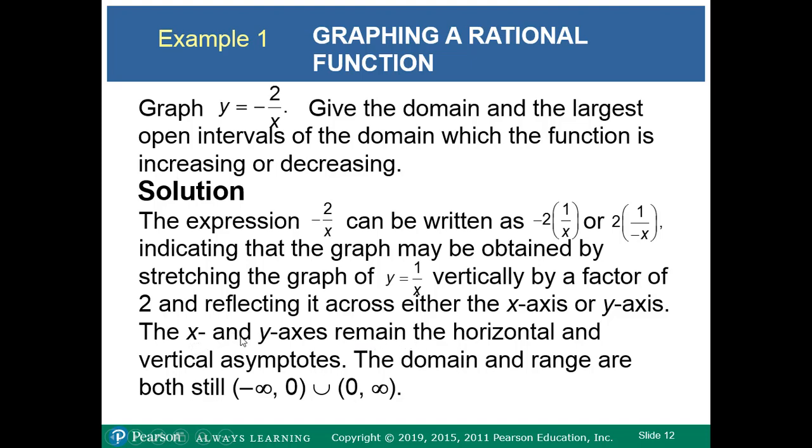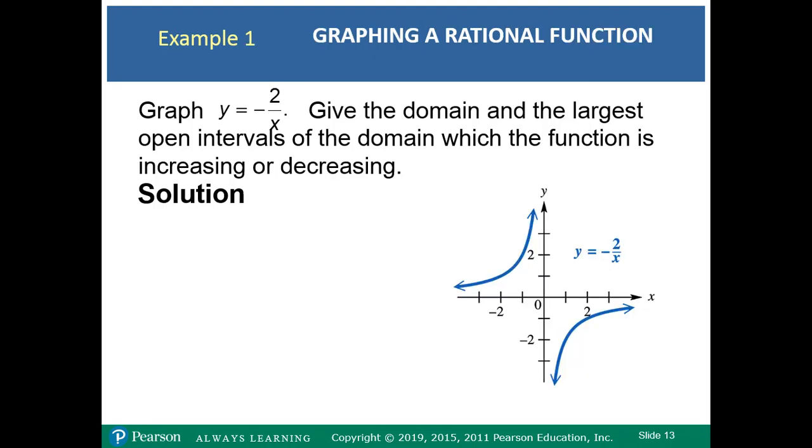Okay, so the x and y axes remain the horizontal and vertical asymptotes, and the domain and range is the same. Everything except for 0. And this is what you get. So we see that when we flip it across the x or y axis, we get this.